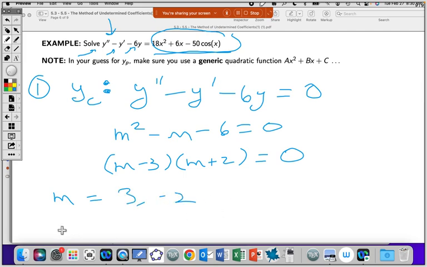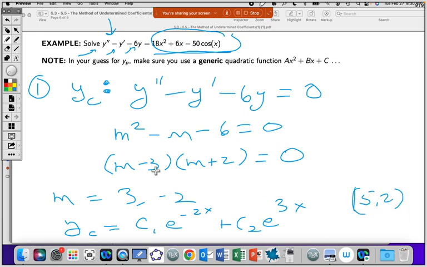3 and negative 2. So that means for our complementary solution, we're going to have a c1 e to the minus 2x plus a c2 e to the 3x. Any questions on getting the complementary solution? Once again, this is the stuff we did in 5.2. All right, next step.